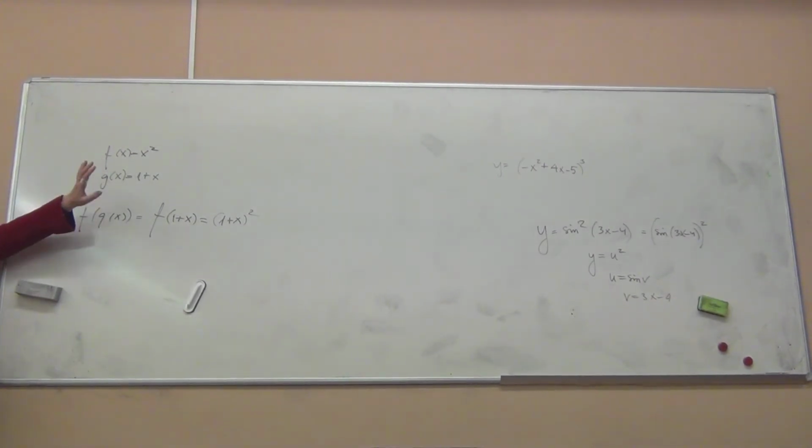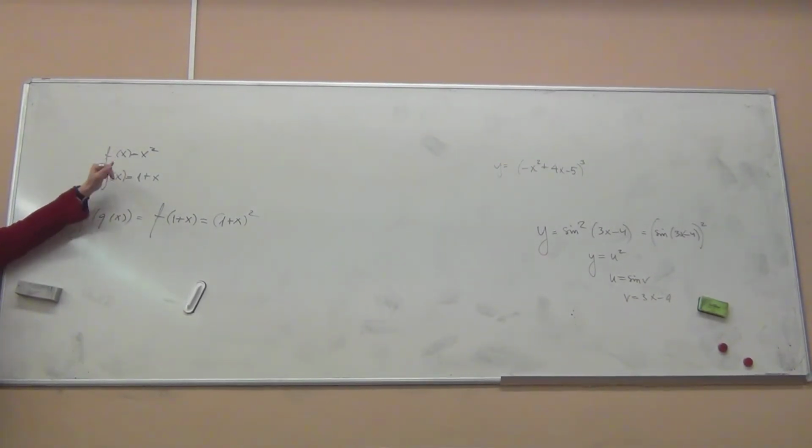So what we have here is we have to understand that even though we have f of x and g of x, what we actually do is put an expression instead of x, instead of the variable, into the function. That's all.